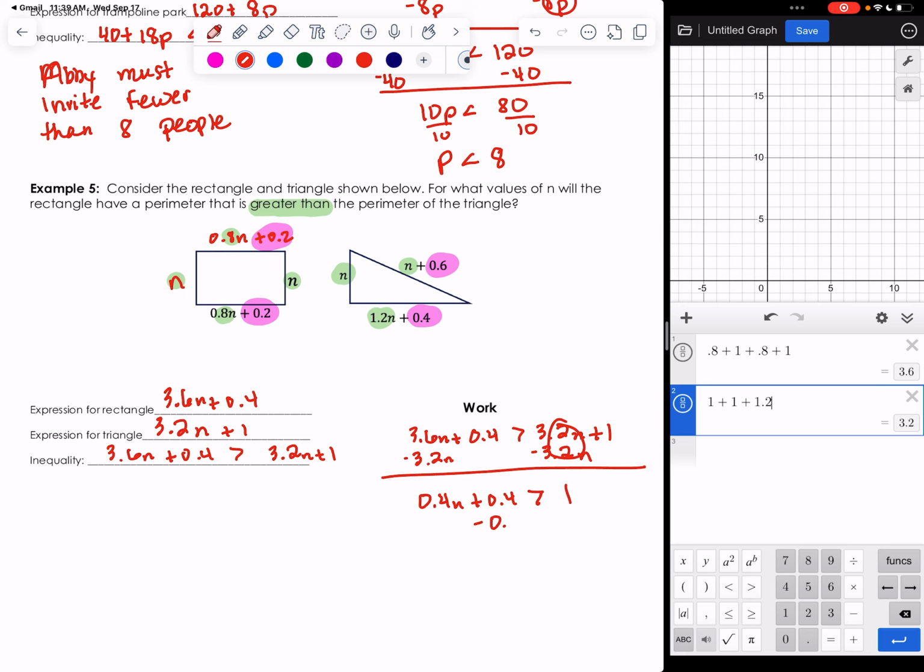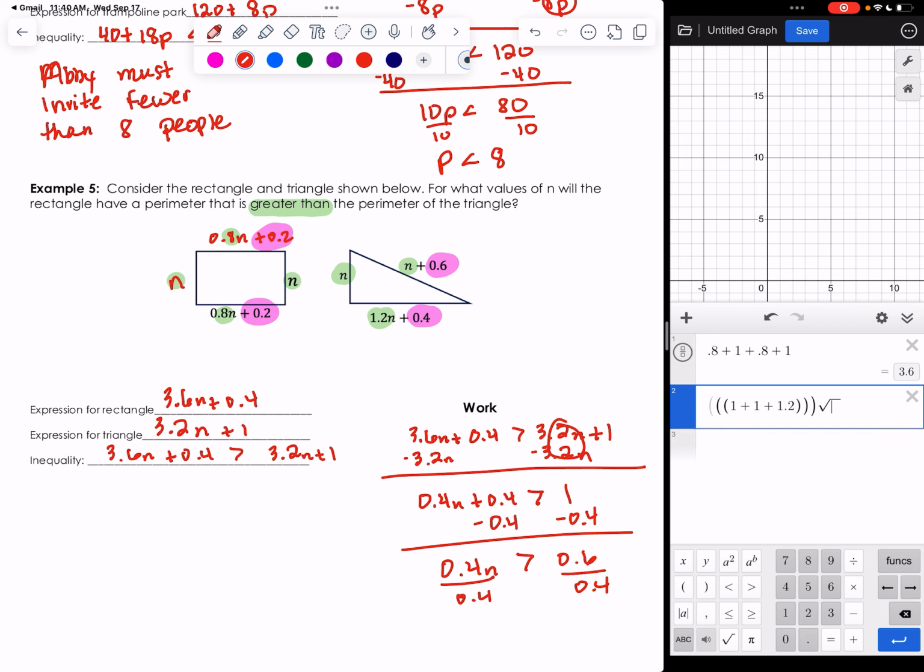Okay, now I just have an equation to solve here. I will subtract the 0.4. So I get 0.4n is greater than 0.6, and then we just divide by 0.4. Now, if it makes you feel more comfortable, you can come over here and put that in your calculator. 0.6 divided by 0.4, and that gives us 1.5.